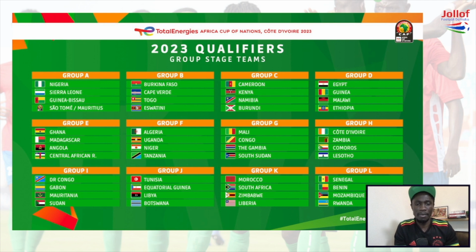And Group F: Algeria, Uganda, Niger, Tanzania. Algeria had a very disappointing African Cup of Nations campaign. And in the World Cup qualifiers, they did not have the greatest of qualifiers. They qualified, sorry. Yeah, Algeria qualified for the World Cup. That is Algeria, Senegal, Ghana, Tunisia, and Morocco. Those are the teams that qualified from Africa. Those are the teams that will be representing the continent in the World Cup.